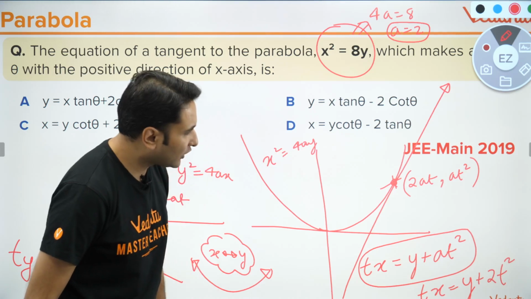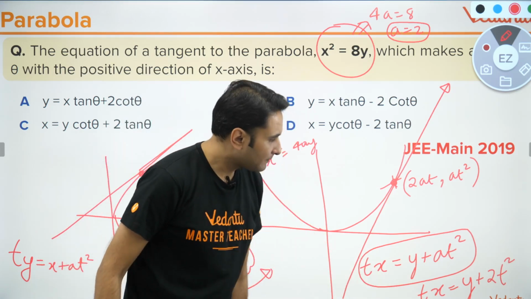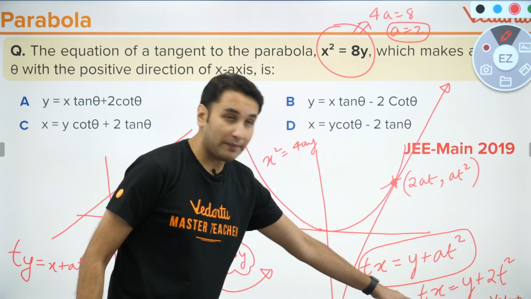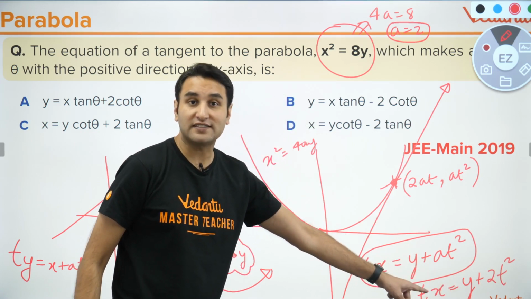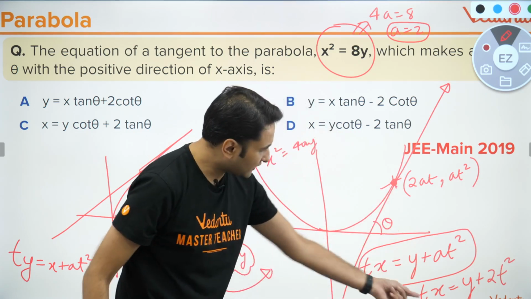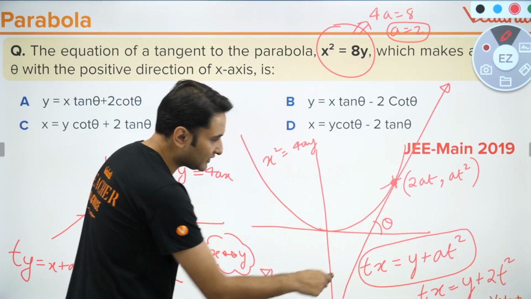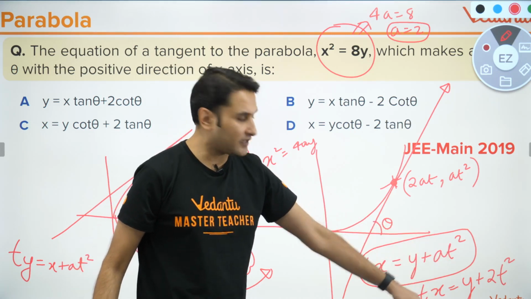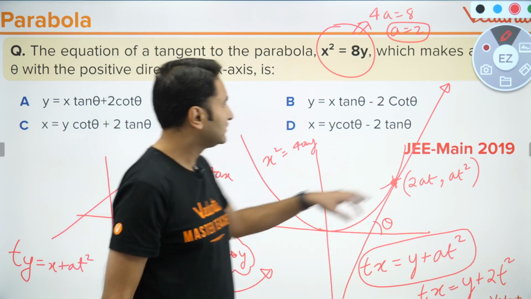बच्चों इसका slope कितना होगा? What is the slope here? Slope कितना है इसका? y = mx. t is the slope. t = tan theta. अगर ये एंगल थीटा होता तो इसका slope कितना है? The slope is t, but t = tan theta. So replace t by tan theta. That's your answer. That's it.